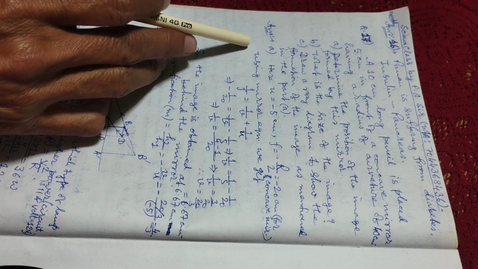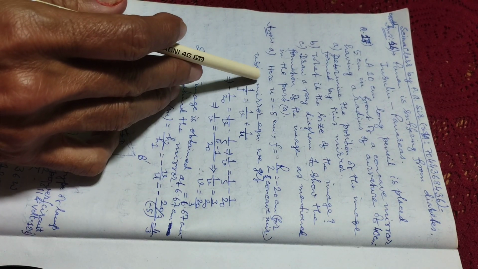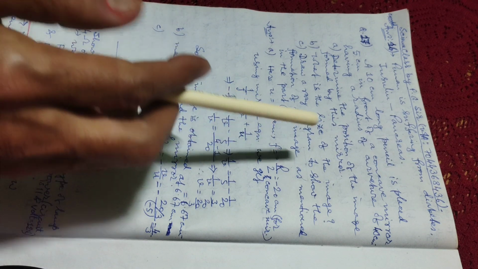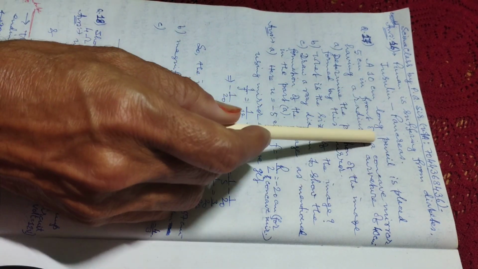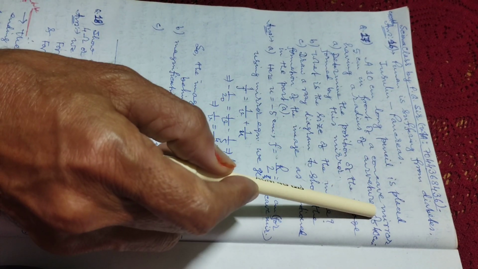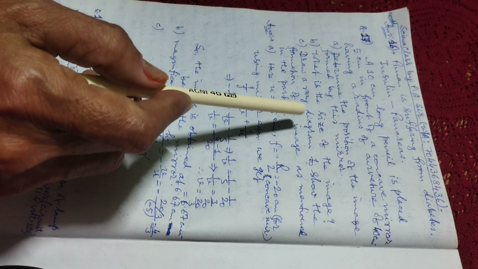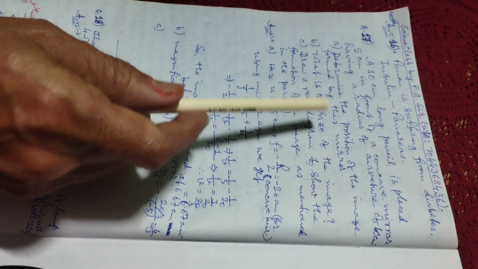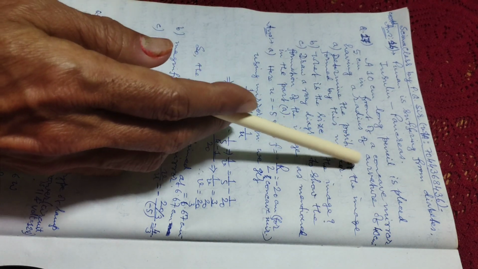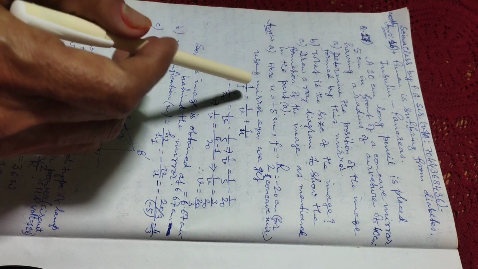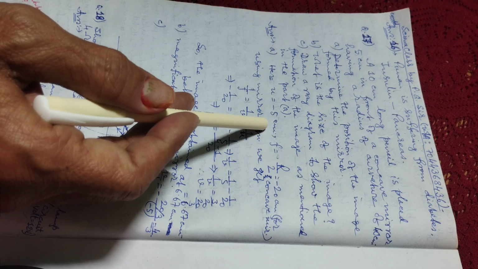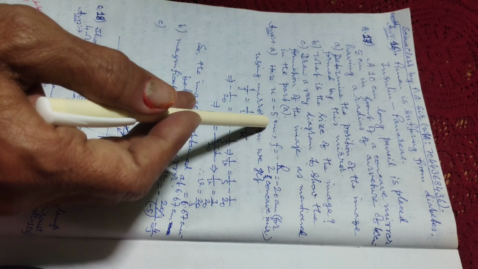For question number A, the answer will be like this. Here u equal to minus 5 centimeter. Why? Because the pencil is placed 5 centimeter in front of a concave mirror. As it is a concave mirror and the pencil is placed in front of the mirror, so it will be negative, minus 5 centimeter.